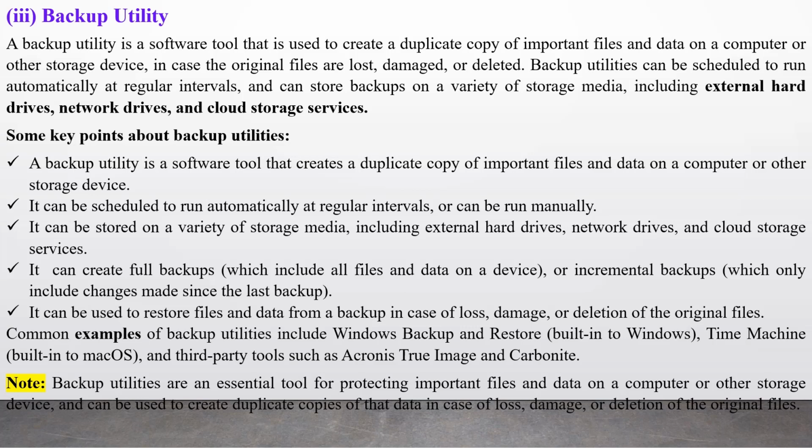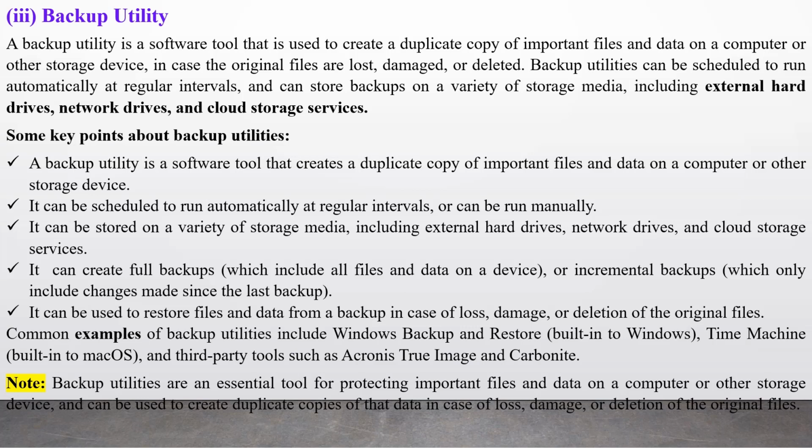Here are some key points about backup utilities. A backup utility is a software tool that creates a duplicate copy of important files and data on a computer or other storage device. It can be scheduled to run automatically at regular intervals, or can be run manually. It can be stored on a variety of storage media, including external hard drives, network drives, and cloud storage services. It can create full backups, which include all files and data on a device, or incremental backups, which only include changes made since the last backup.